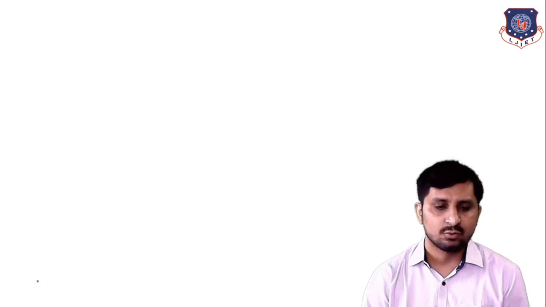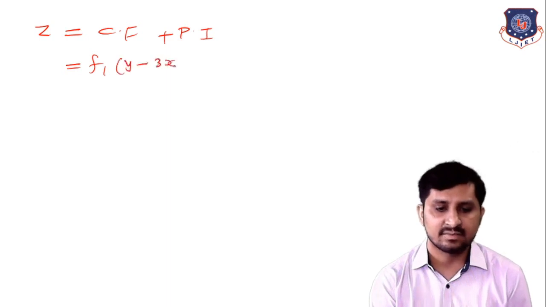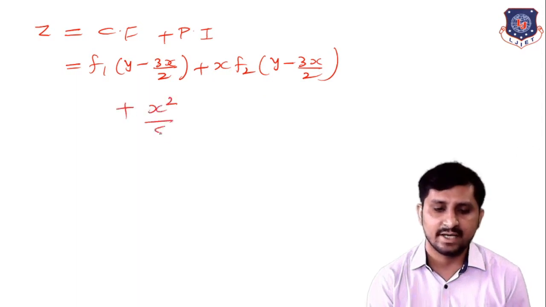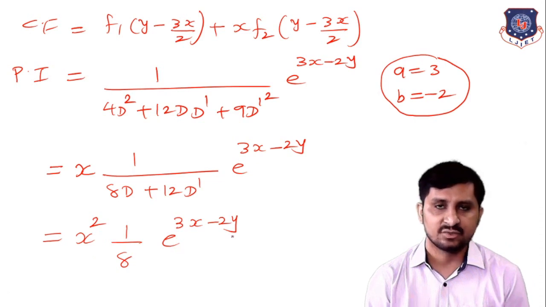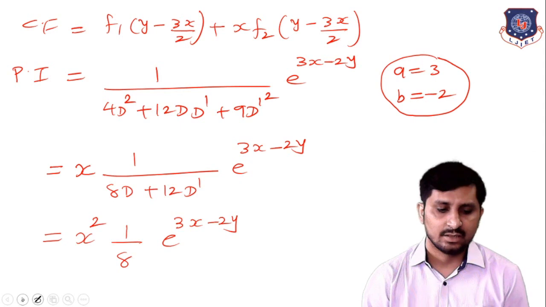So don't forget to write our general solution: z is equal to CF plus PI. CF is nothing but f1 of y minus 3x by 2 plus x f2 of y minus 3x by 2, and the particular integral is x square by 8 e raised to 3x minus 2y. Am I correct? Let me show you: the particular integral is x square by 8 e raised to 3x minus 2y, and the complementary function is f1 of y minus 3x by 2 plus x f2 of y minus 3x by 2. Okay, let's solve one more example.